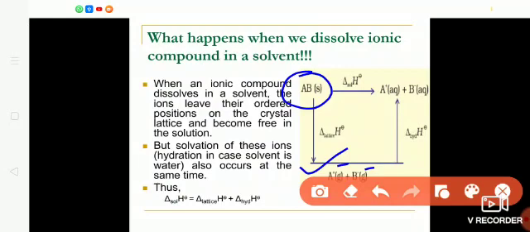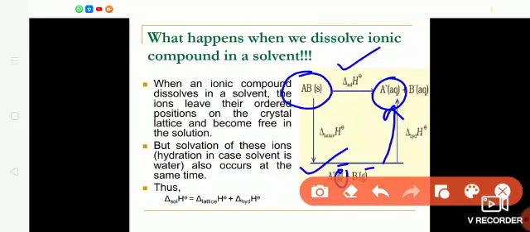But because a solvent is surrounding our solute, these ions get solvated, and in case water is the solvent, then they get hydrated. So you can see that now these ions are not present in the gaseous state, but they are surrounded by the water molecules here, and it is represented by aq.